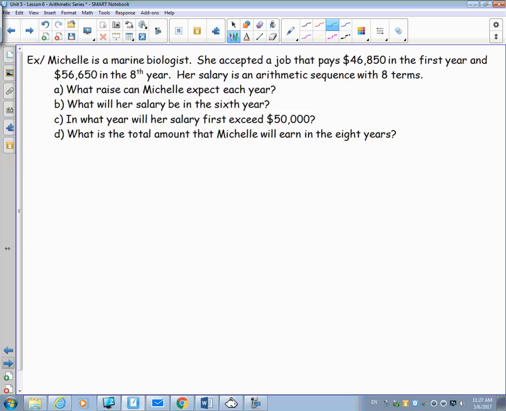Michelle, she's a marine biologist. She accepted a job that pays $46,850 in the first year, $56,650 in the 8th year. Her salary is an arithmetic sequence with 8 terms. What raise can she expect each year? So they're telling us some information. They're telling us U1 is 46,850, and they're telling us U8 is 56,650. And they're telling us we have an arithmetic sequence with 8 terms, n is 8.